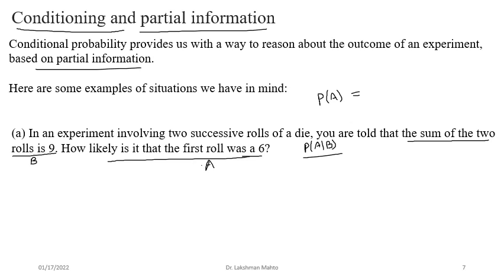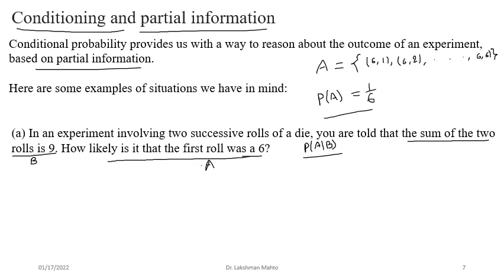A means the first roll was a 6. Look into A. What kind of outcomes does A contain? The first roll is 6, and the second roll may be anything from 1 to 6, so there are 6 possibilities. There are 6 outcomes in A: 6-1, 6-2, 6-3, 6-4, likewise up to 6-6. So what is the probability of A? Yeah, very nice, it is 1/6.